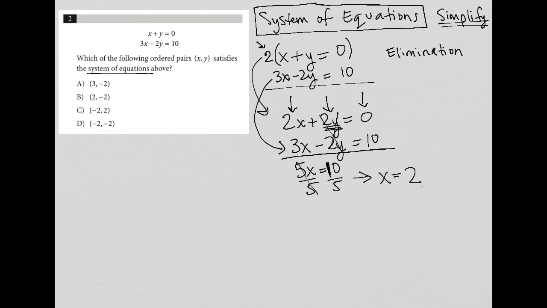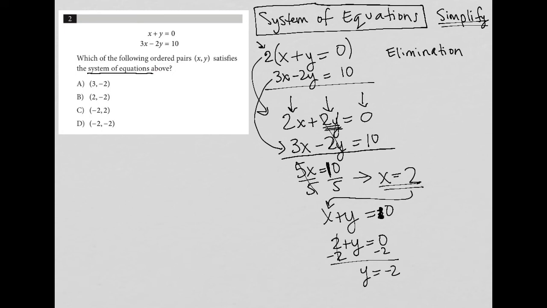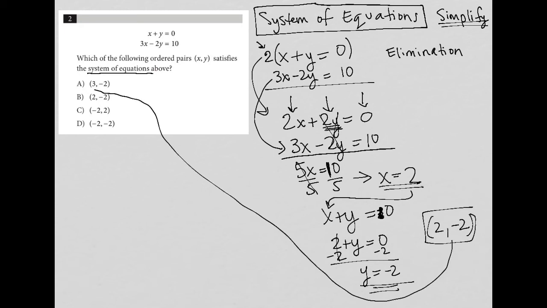I could go back and say, well, if x is 2, I have this x plus y equals 0. So if x is equal to 2, I can just substitute that in for the x. So I'd have 2 plus y equals 0. Subtract 2 from both sides, and I'd have y equals negative 2. So therefore, the ordered pair solution here would be x equals 2, and y is negative 2. And therefore, my correct answer is B.